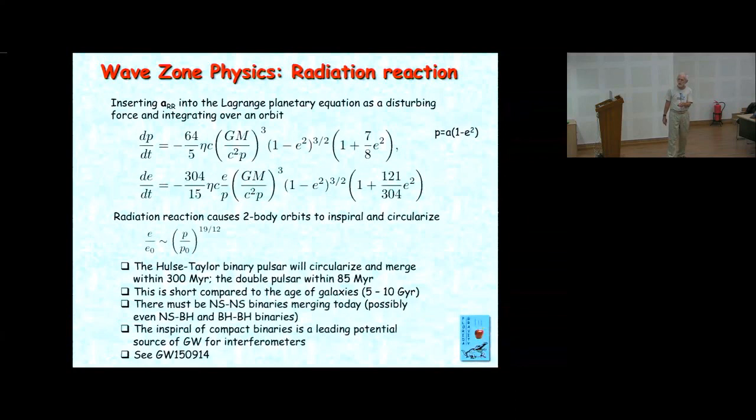I used to say the in-spiral of compact binaries is a leading potential source of gravitational waves for interferometers. Well, here I've just added the point, see GW 150914. So we've actually done it, and it was actually one of these systems whose rates were very uncertain, but now we actually have a data point there that helps us to understand how frequently these kinds of things might happen. But the key point is that the merger has to occur, these things damp, and for the most part, the orbits circularize well before the merger.